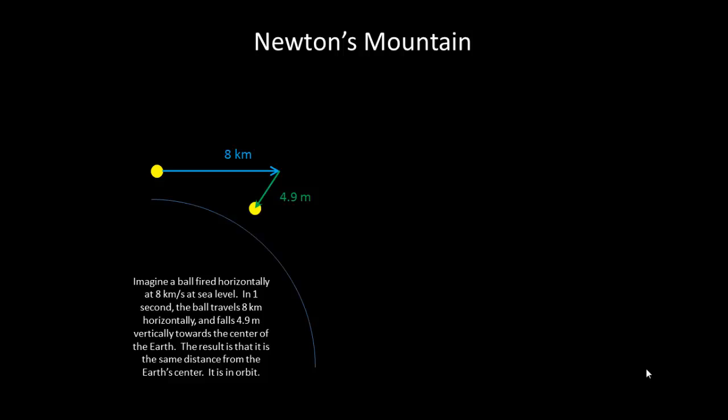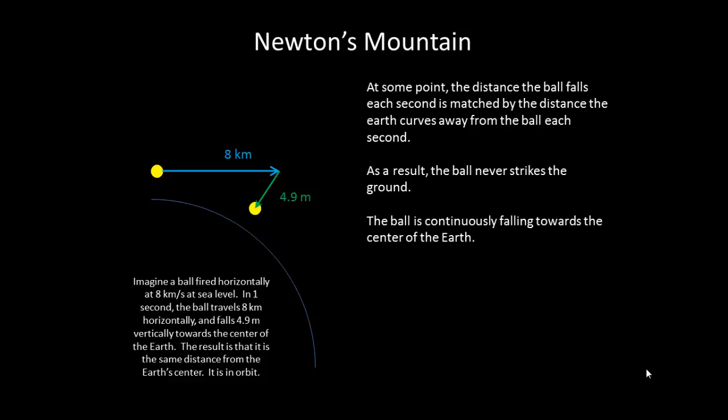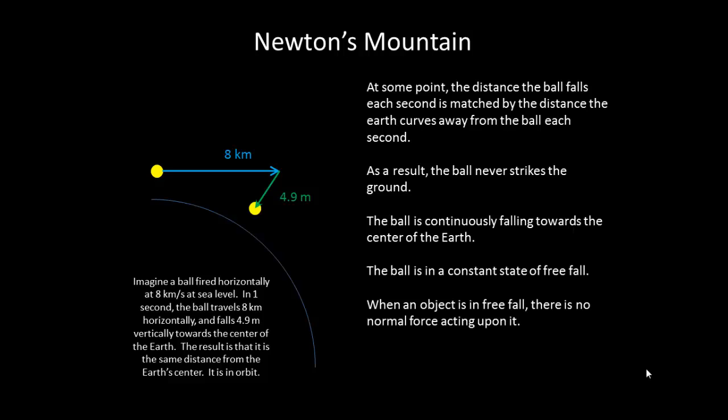Imagine a ball is fired horizontally at 8 kilometers per second at sea level. In 1 second, the ball travels 8 kilometers horizontally and falls 4.9 meters vertically towards the center of the Earth. The result is that it is the same distance from the Earth's center. In this case, it would be in orbit. And you essentially catch this when the distance that the ball falls in each second is matched by the distance the Earth curves away from the ball each second. The ball will never strike the ground, and it's continuously falling towards the center of the Earth. We say that this ball is in a constant state of free fall. When an object is in free fall, there is no normal force acting upon it.